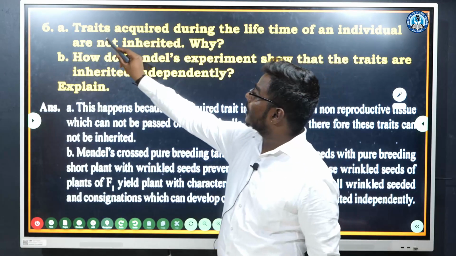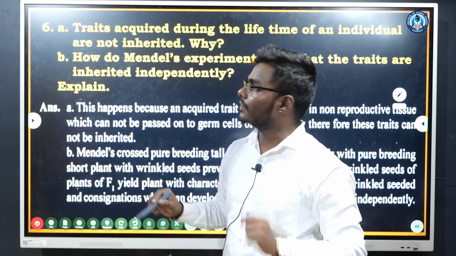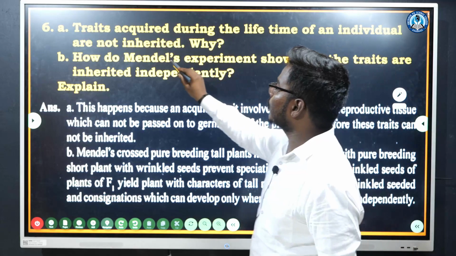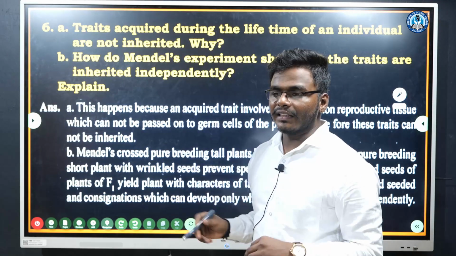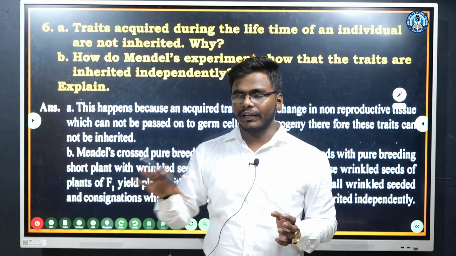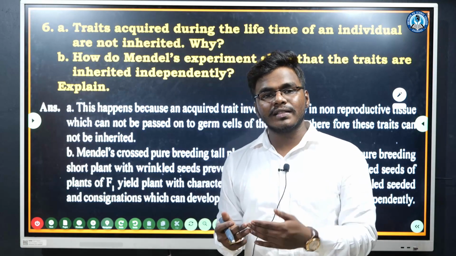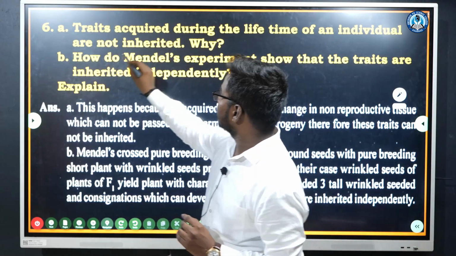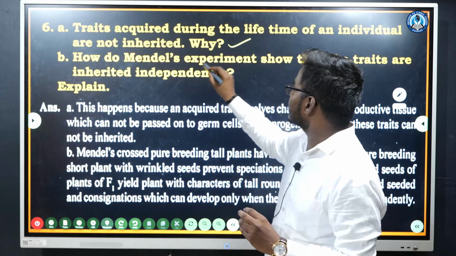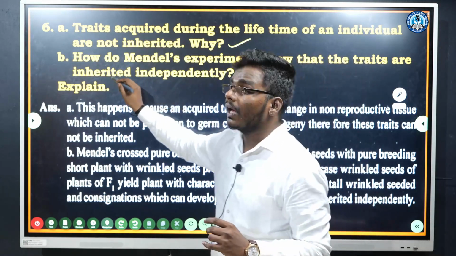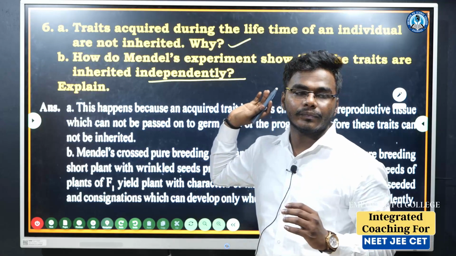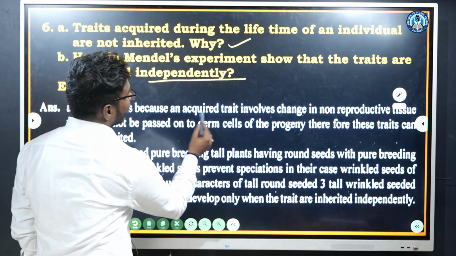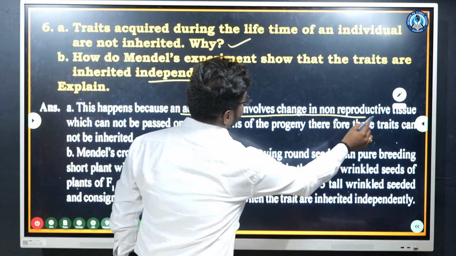So the next question is traits. Traits means characters. Traits acquired during the lifetime of an individual are not inherited. Why? Whenever we acquire some character during our day-to-day life, we are not going to pass it to the next generation, right? This is the first question. Answering it, this happens because an acquired trait involves change in the non-reproductive cells.